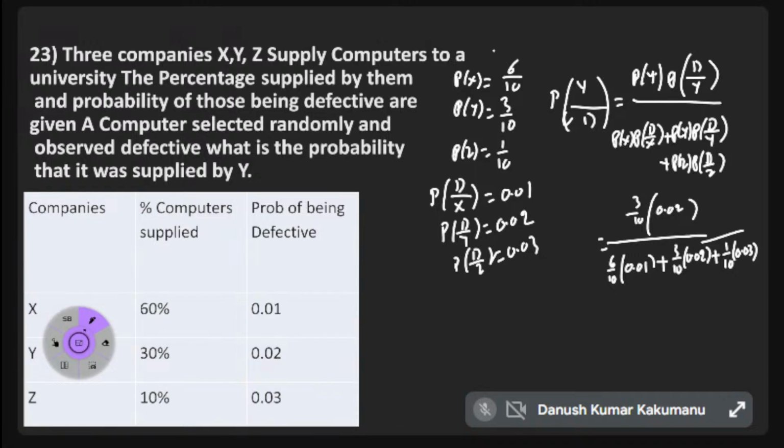You simplify this. Understood? What answer will you get here? 2 by 5, that is 0.4. Simplify this, you will get the answer 2 by 5, which is 0.4. Probability can never be greater than 1, remember.